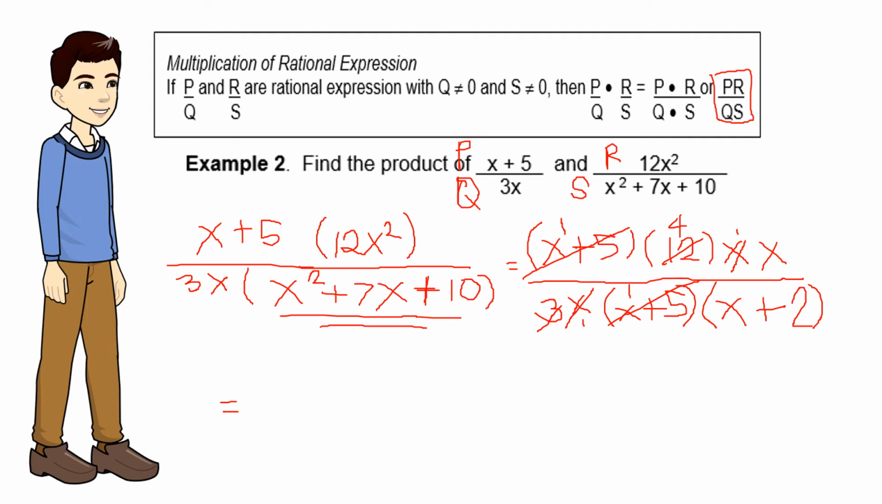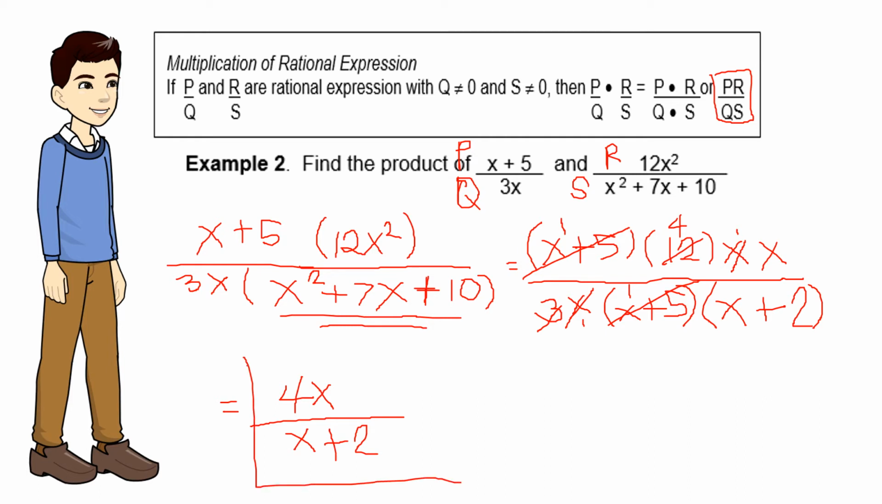Sa numerator, we have 1 times 4 times x. Meron tayong 4x. Sa denominator, we have 1 times 1 times x plus 2. So, x plus 2. Okay, then this would be our answer.